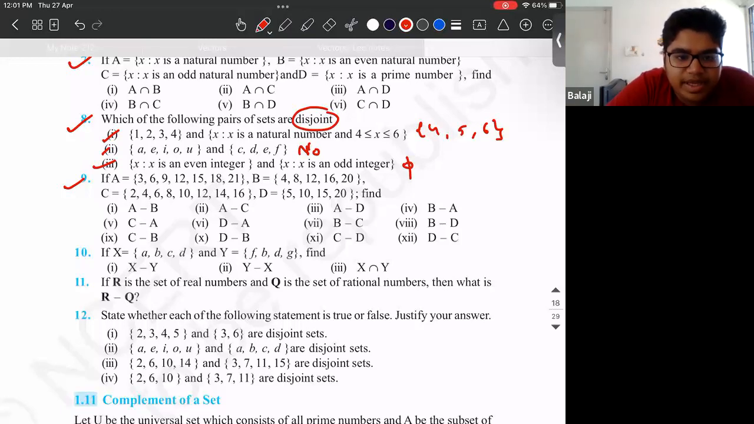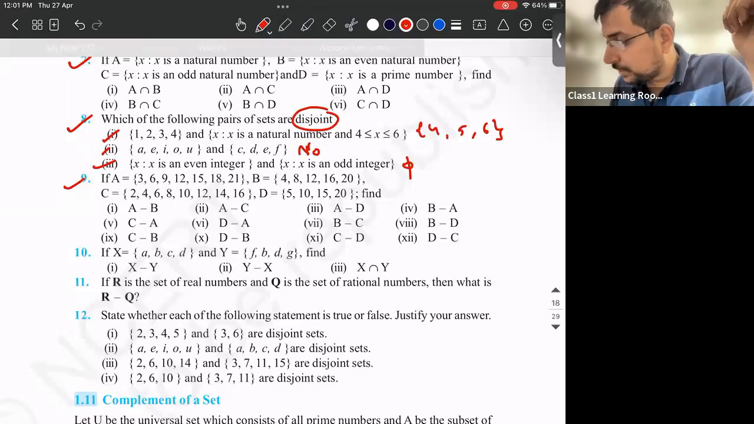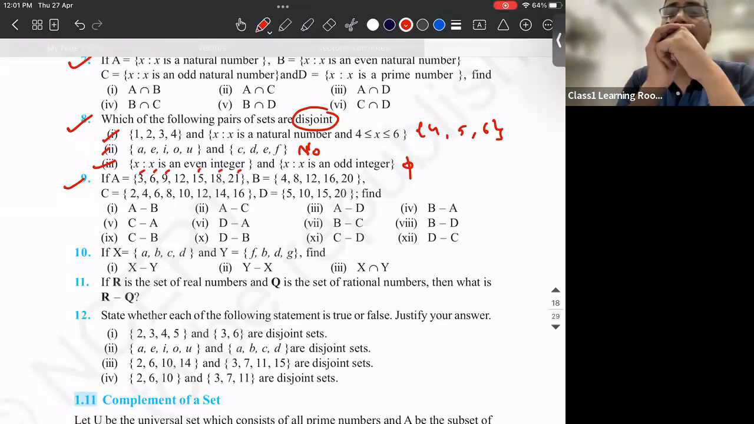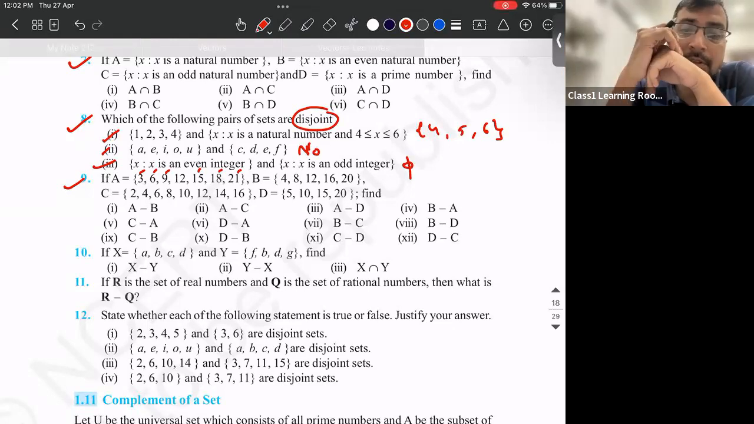For A minus B, we get all the elements in set A except 12. Correct. That is, you will get 3, 6, 9, 15, 18, 21. You will not get 12 alone. Yes. So what is A minus C? In A minus C, we will exclude 6. We will only exclude 6 from set A and write all the rest. You are missing some other element. Okay, 6 and 12. Yes, you need to remove 6 and 12. Correct.